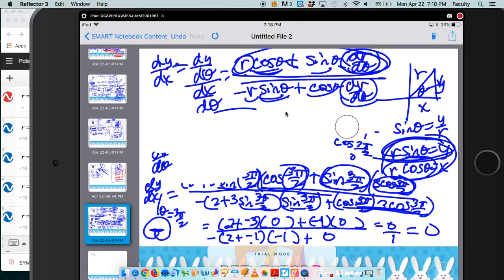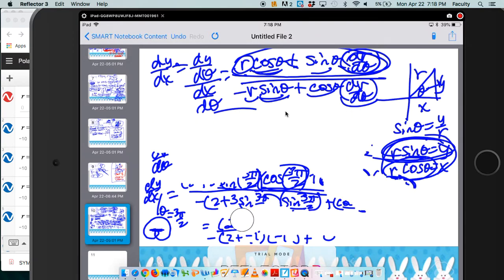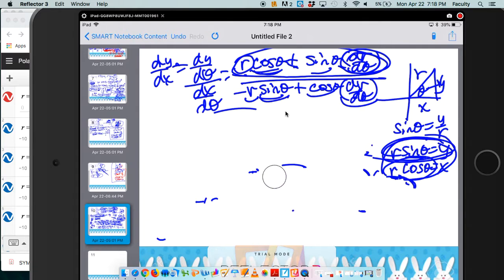And we'll do number 8, using all of our facts. So I still have my kind of ugly looking derivative there.